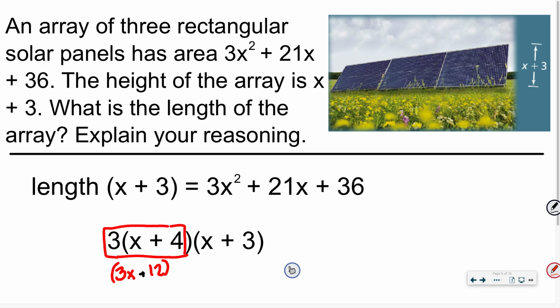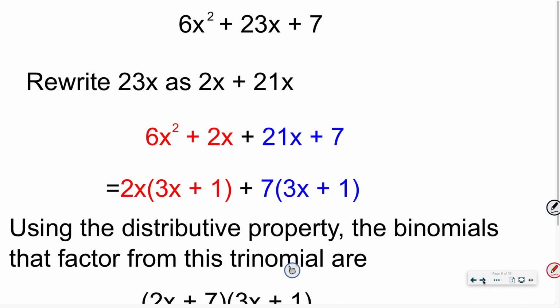Okay, so let's talk about another example that we're going to do start to finish. We're going to go through everything, and then we're going to backtrack and see why we did what we did. So let's take this trinomial, 6x squared plus 23x plus 7. We are going to rewrite and break out that 23x, and we're going to rewrite it as 21x and 2x. I start to add in some color here so that you can see how we broke it up. What did we really do? We took this trinomial and broke it out into this format.